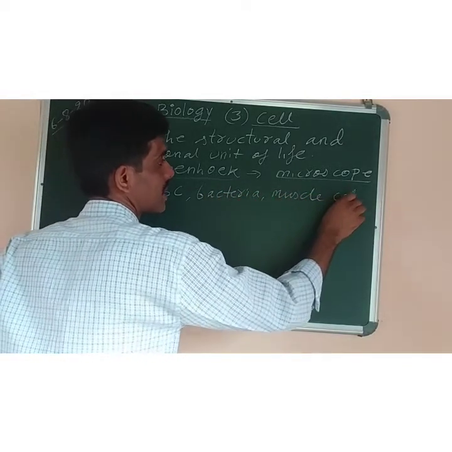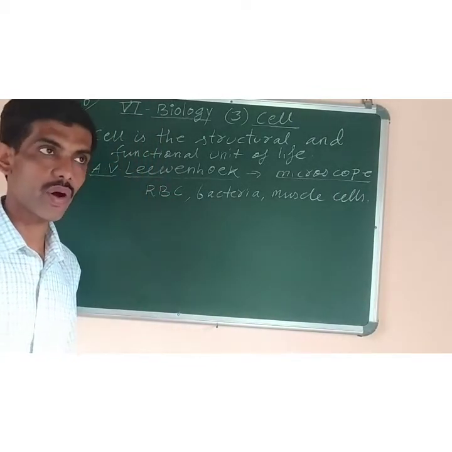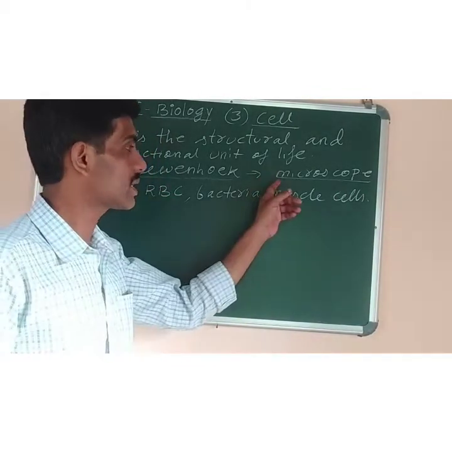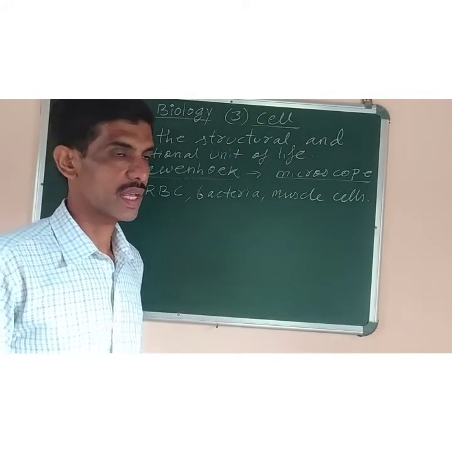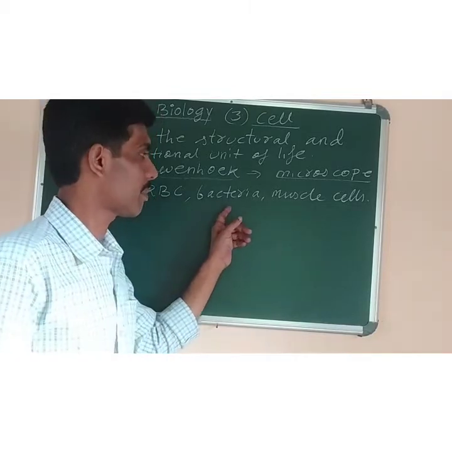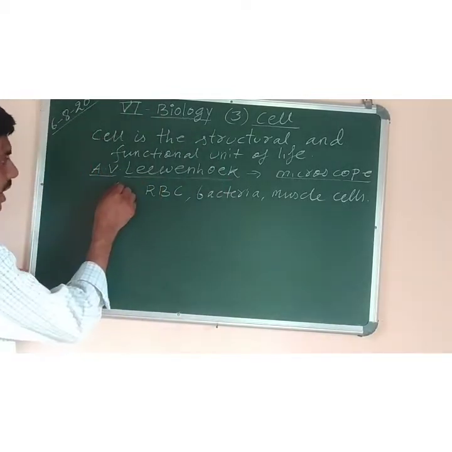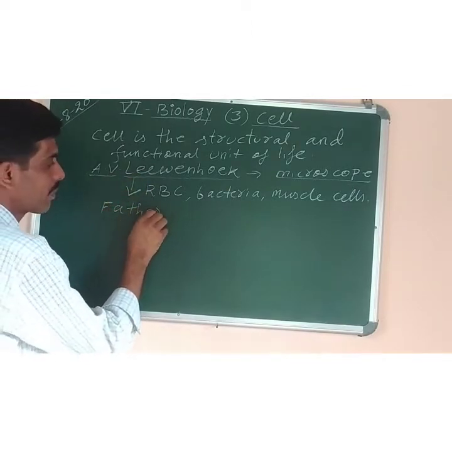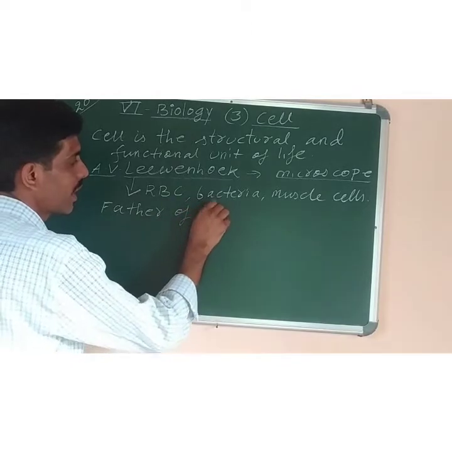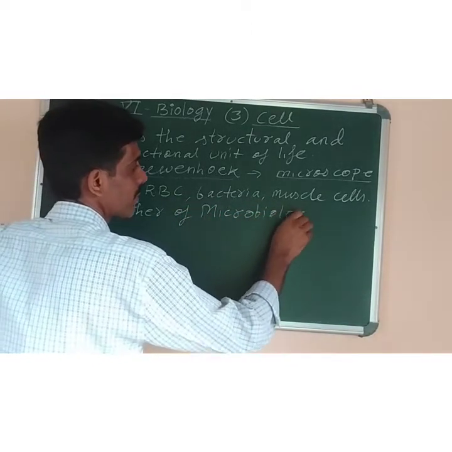Muscle cells and cells of bacteria were observed by Antony van Leeuwenhoek with the help of his simple microscope, which was made up of biconvex lens, and he could see RBC, bacteria and the muscle cells. So he is known as father of microbiology. Okay, who is the father of microbiology? Antony van Leeuwenhoek. What is microbiology?